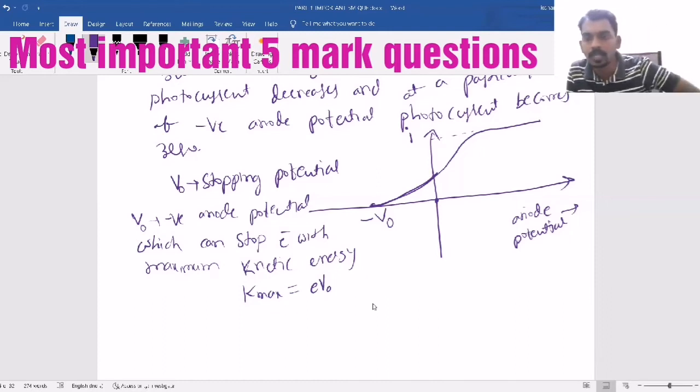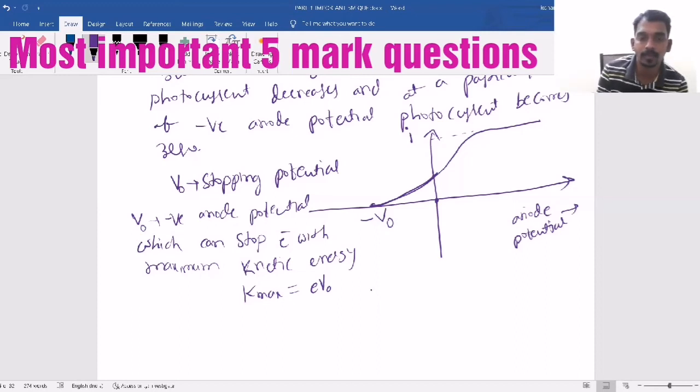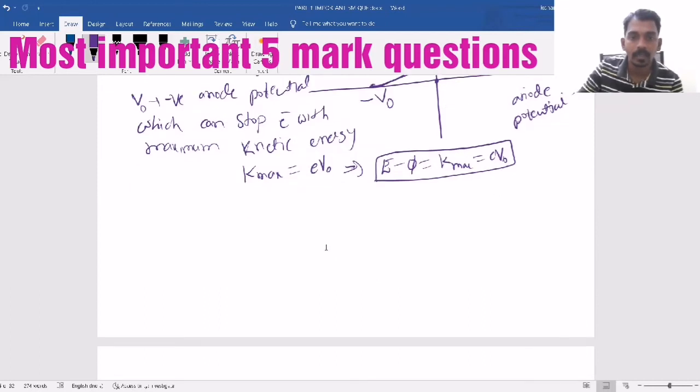because the work done equals the change in kinetic energy, and the work done in accelerating or decelerating a charge through a potential difference is charge times potential difference. So Q into V. So K maximum will become eV naught. So the Einstein photoelectric equation becomes E minus phi equals K maximum equals eV naught. So this is the Einstein photoelectric equation.